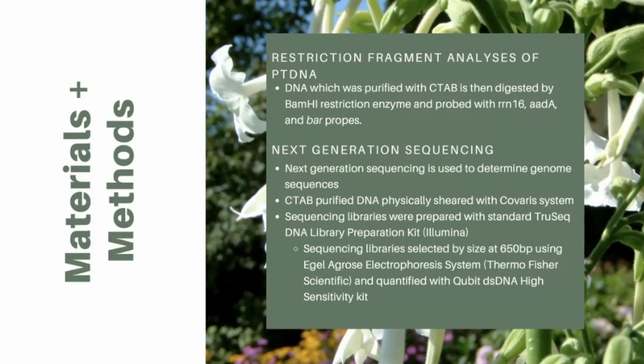These libraries were then selected by size at 650 base pairs. This was done using the Egel Agros electrophoresis system, which is another piece of scientific equipment that they bought. And it was then quantified with the Qubit dsDNA high sensitivity kit, which is another one of those scientific products that they ordered to allow them to continue on with this experiment.